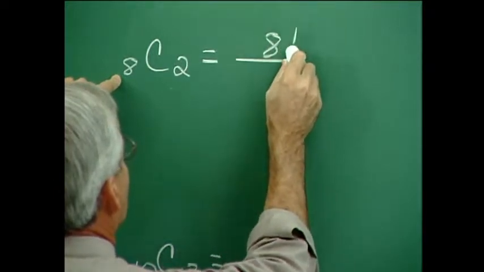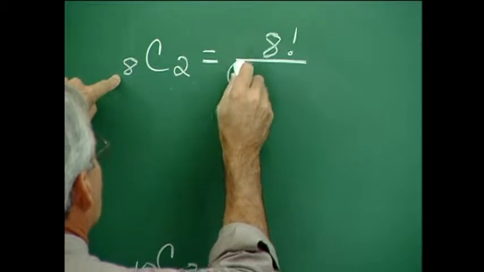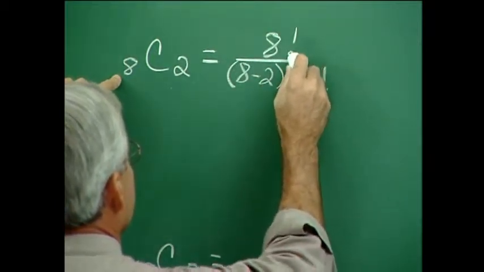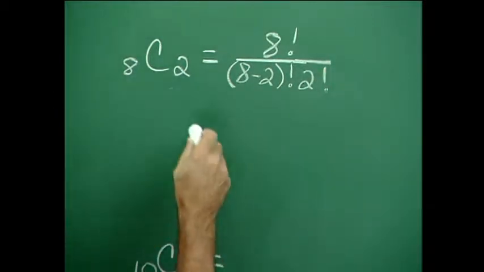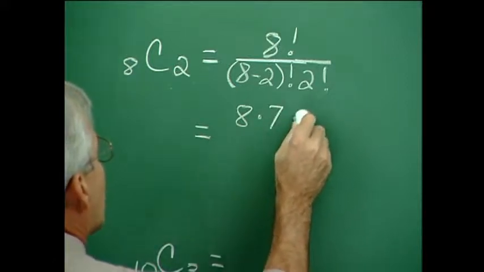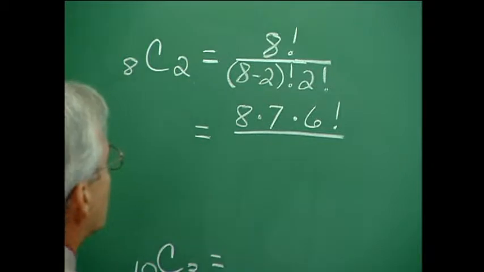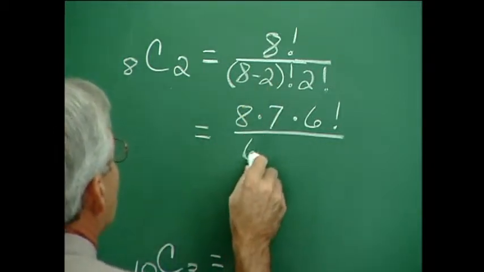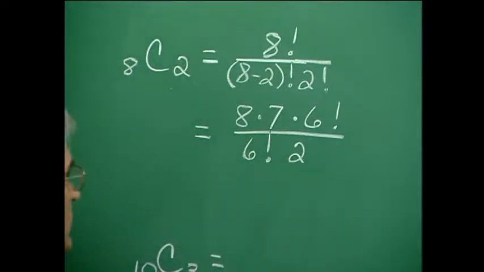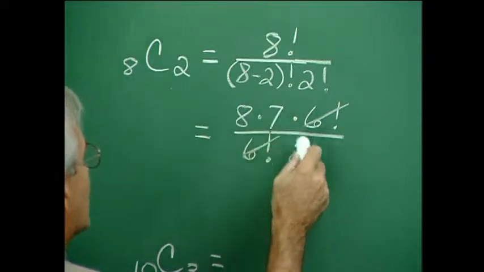is 8 factorial. In the denominator, we have 8 minus 2 factorial times 2 factorial. Okay? So we would end up writing, let's see, 8 times 7 times 6 factorial. We would stop right there. And in this denominator, we would have 6 factorial and then 2 factorial, which is simply 2 times 1. Now, the 6 factorials will cancel, and I have 8 times 7 over 2.